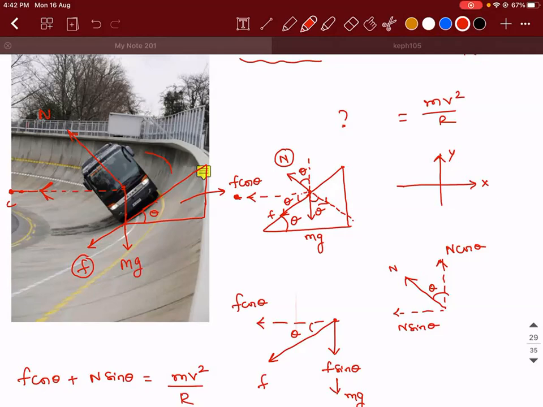Yes, sir. But centrifugal is a pseudo force. It is not a real force. Centripetal force is a real force. You don't have pseudo force in your syllabus, so don't worry about it. If you want, you can study out of your own interest. So to answer your question, anything towards the center is centripetal.